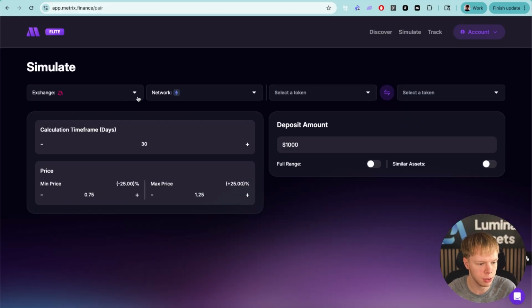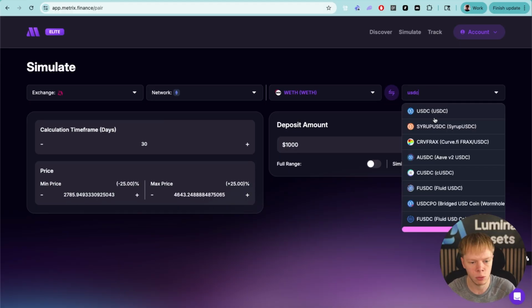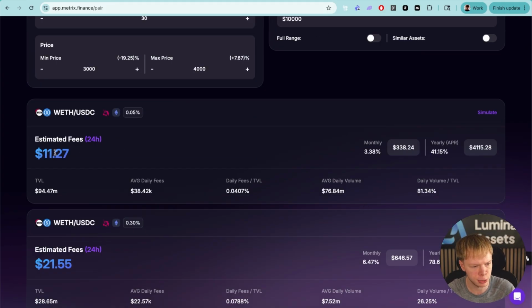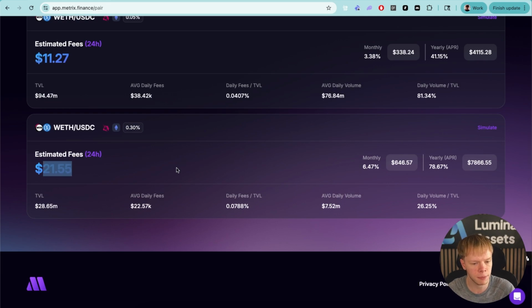So if we were to select Uniswap on the Ethereum network and look at Ethereum along with USDC, we'd be able to see all Ethereum and USDC options with a $10,000 deposit. Maybe we choose our 3,000 to 4,000 range. You can see this option is doing about $11.27 per day. This one is doing about $21.55 per day.